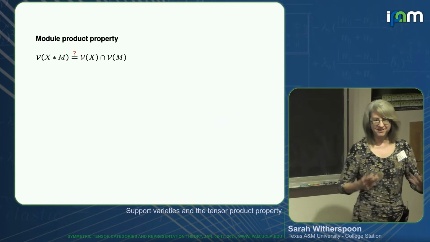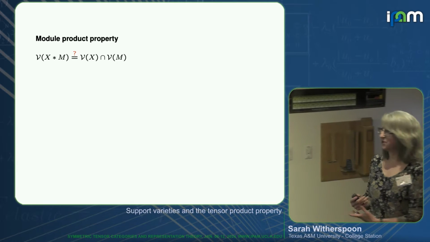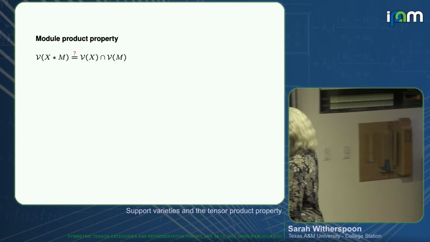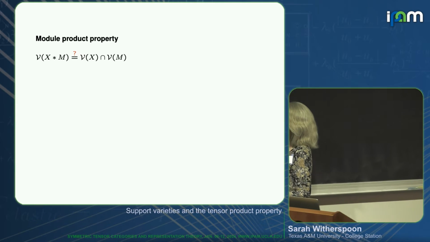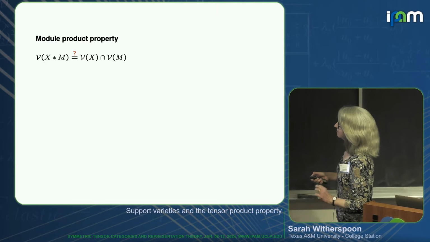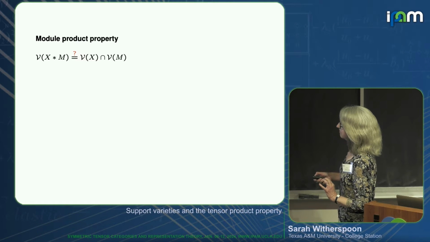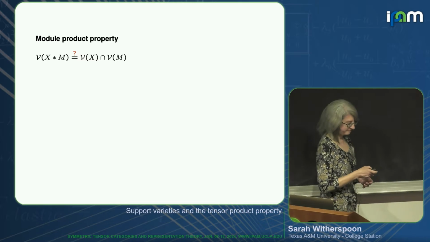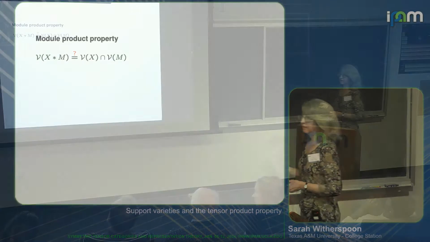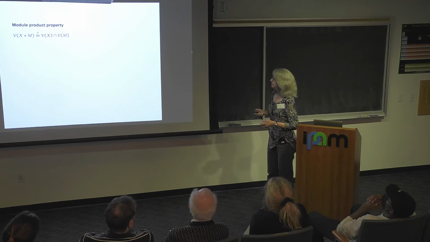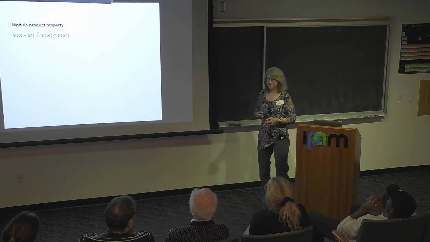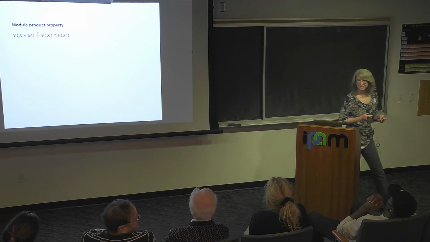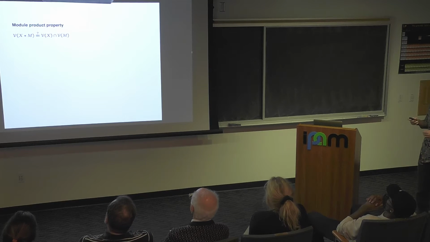Okay, then we come to a property that's not so clear and doesn't always hold. But I wanted to start with it as a question. Module product property. So the question is: is the variety of X star M, so remember we've got a finite tensor category and a module category, and here's the object that we're getting from the action, equal to the intersection of the two varieties? By the way, do you want to have an exact module category or any module category? Yes, exact module category. I hope that was on the slide. I may not have said it.